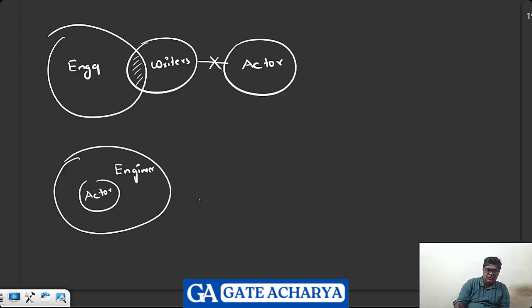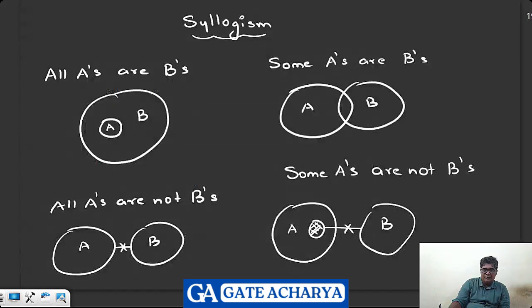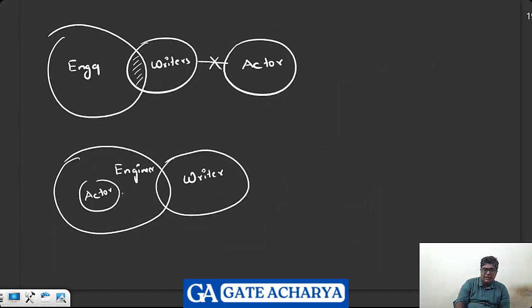Okay, next. Then some engineers are writers. I'm going for the first statement. So some engineers are writers. Next, what is that? No writer is an actor. No writer is an actor, so actor and writer are having a negative relation. Okay, so it's possible. I started with 1, so I was getting a conflict here. So I started the statements in a different manner.